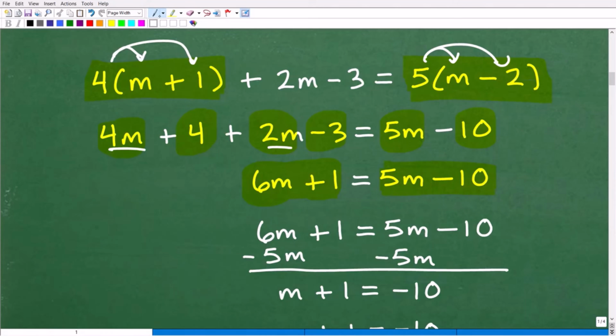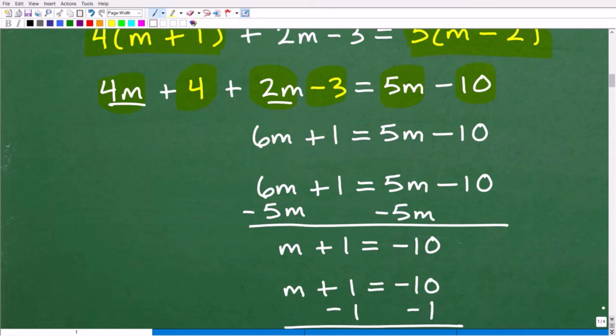Okay, so at this point, we're looking pretty good, and if you notice, we have an m over here. That's a variable term. I need to move that over to this side of the equation, and I have a 1 over here. I need to move this to this side of the equation. And by doing that, I'm going to basically make this into a one-step equation, and we can finally solve. So let's see how we're going to do that. I'm going to move this 5m to the other side of the equation. I don't want it on the right-hand side. I want it on the left-hand side. So what I'm going to do is subtract 5m from both sides of the equation.